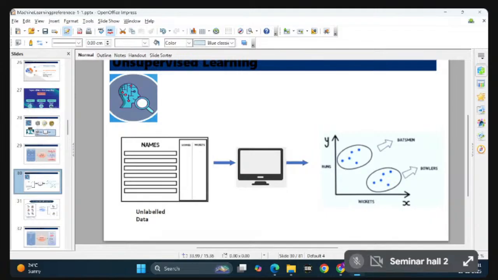Here I am having one data set, unlabeled data. What is that unlabeled data? What is unlabeled data here? No, unlabeled data. That's why I told you to sit straight. Here the data is students. Okay, I don't know your names.